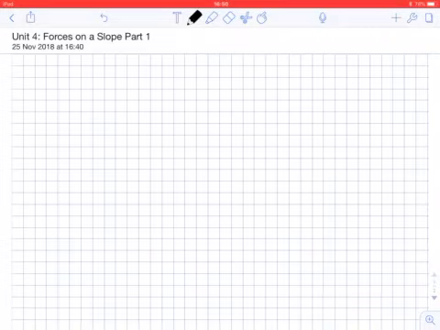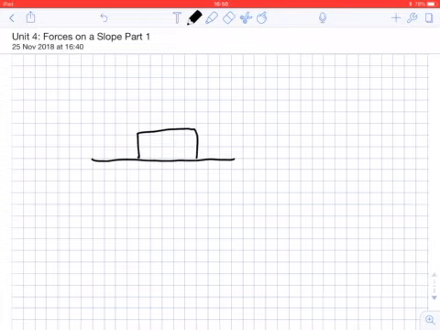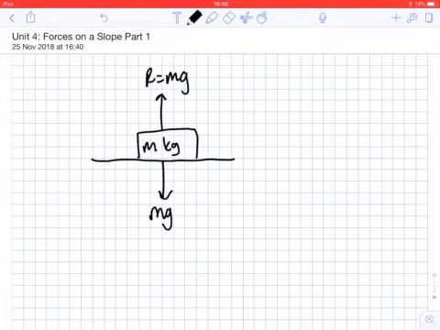So if we look at an object on a plane, so we'll stick with a horizontal plane at the moment, and we give that object a mass of m kilograms, then obviously that's going to apply a weight downwards onto the surface of mg. And the surface, given Newton's laws, would react with an equal and opposite reaction. And then that object will stay in equilibrium as it is.